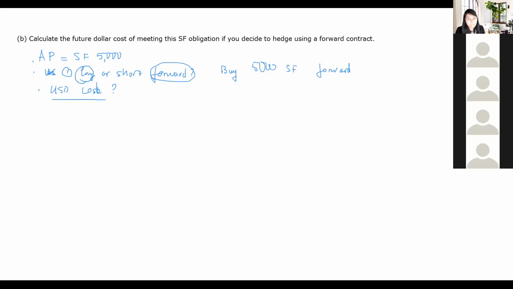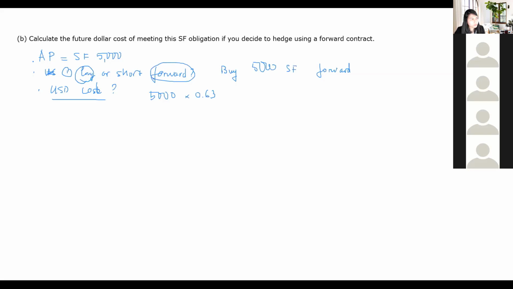We multiply it by the 3 month forward rate. Exactly, spot on, right? So you want to multiply this by the forward rate, and that is 0.63. Exactly. And what is the answer, James?